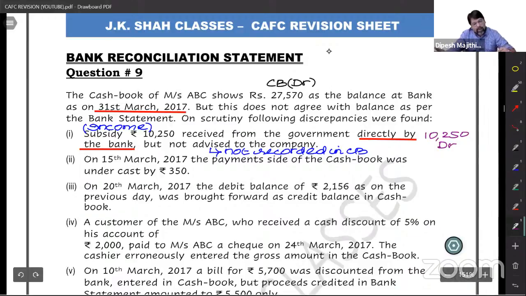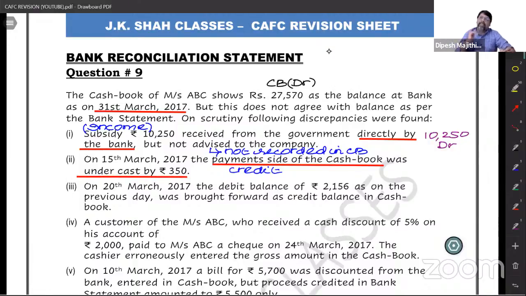Relax. On 15th of March, the payment side of the cash book. Which side of the cash book? Cash book payment side is which side? Undercast. So on the credit side, we had written 350 less. So in case of undercast, write on the same side. So what will you write? 350 on which side? Credit side. Because the payment side is the credit side, it is undercast on the credit side. On the credit side, you recorded 350 less, chartered. Therefore, on the credit side, record 350. Simple. Yes or no? Yes.